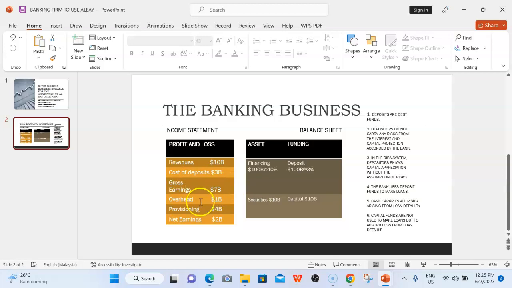And then we will look at two most important expense items. The first is the overhead expenditure. This is basically the money spent by the bank to pay salary and bonuses and to pay for the office supplies and all those items that need to be there to run the bank. So overhead expenses, let's say, is 1 billion, which is charged to the earning of 7 billion.